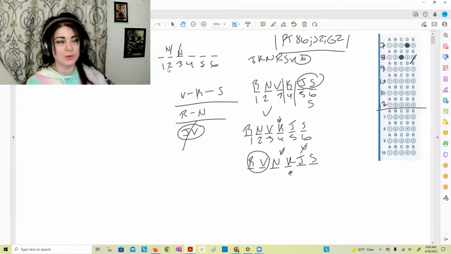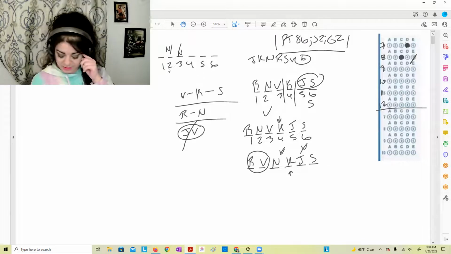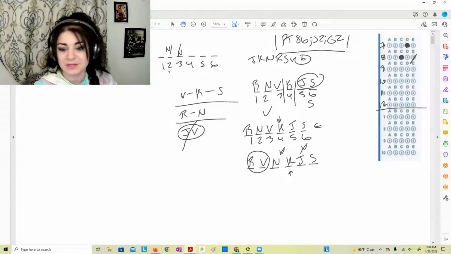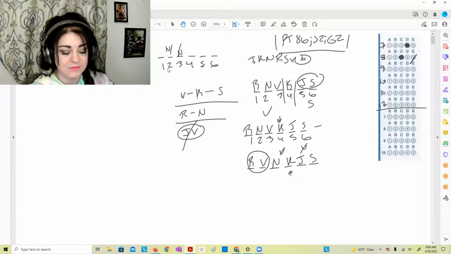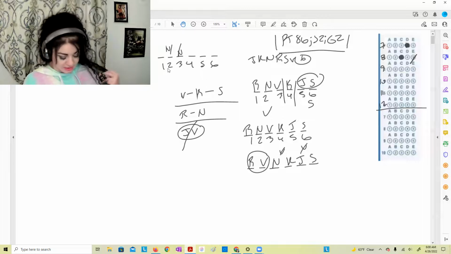That actually gave us a total of 3 possibilities, and in every single one, because the first one is 1 possibility, and the one underneath is actually 2, because R and V can flip. But no matter what, K is 4th. So the correct answer is A.